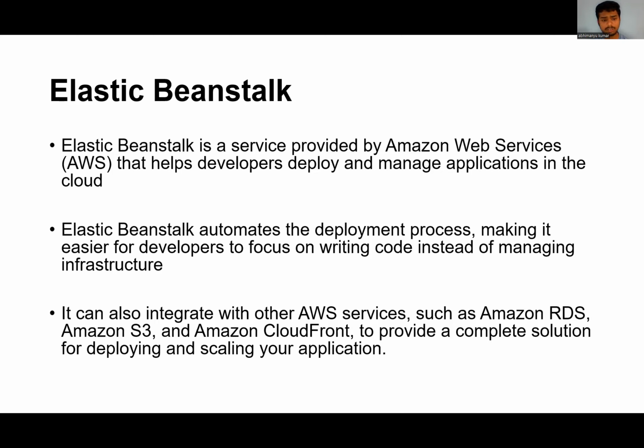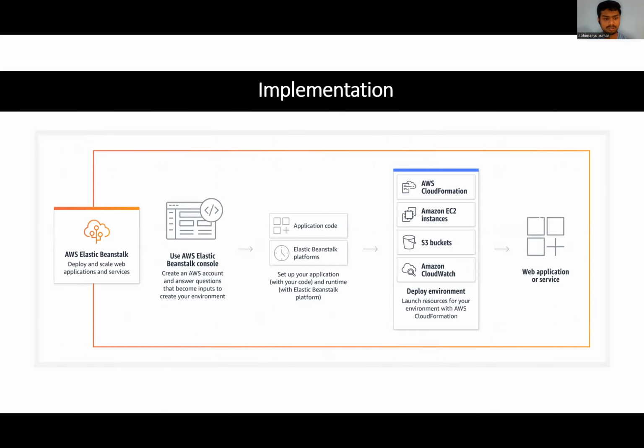But in Beanstalk, there are various features, like we can manage the health of the app, like whether it is working or not. And it also integrates with other services like RDS, S3, and CloudFront to provide a complete solution for deploying and scaling our applications. So using this image, I will explain how to implement Elastic Beanstalk.